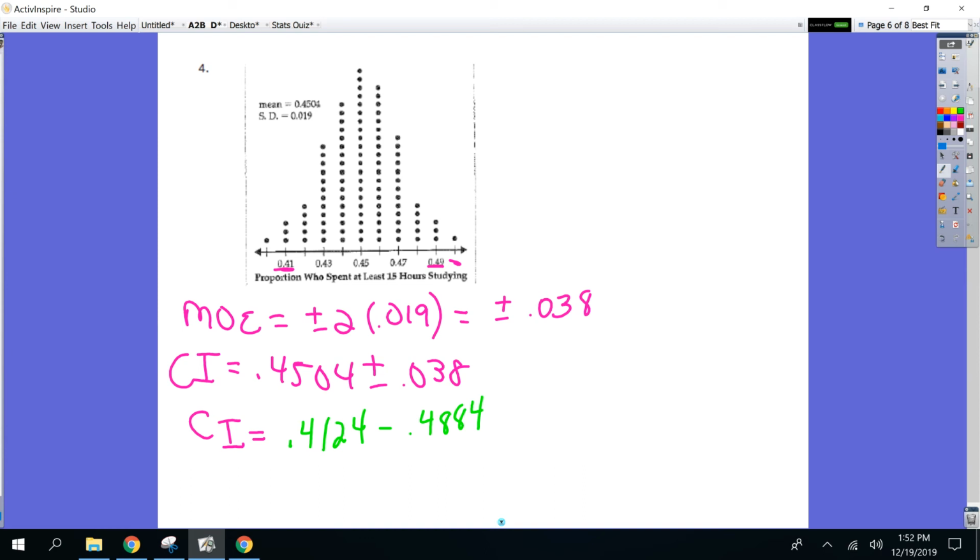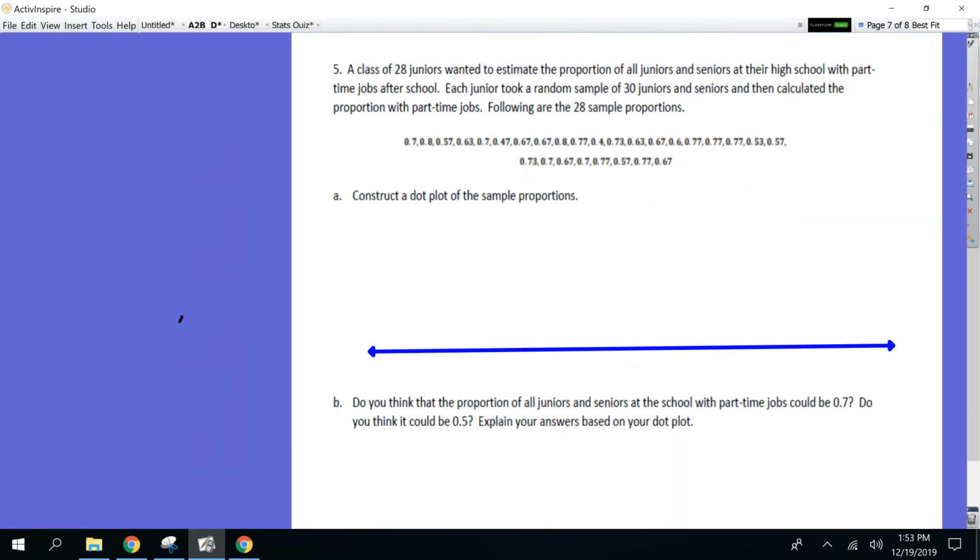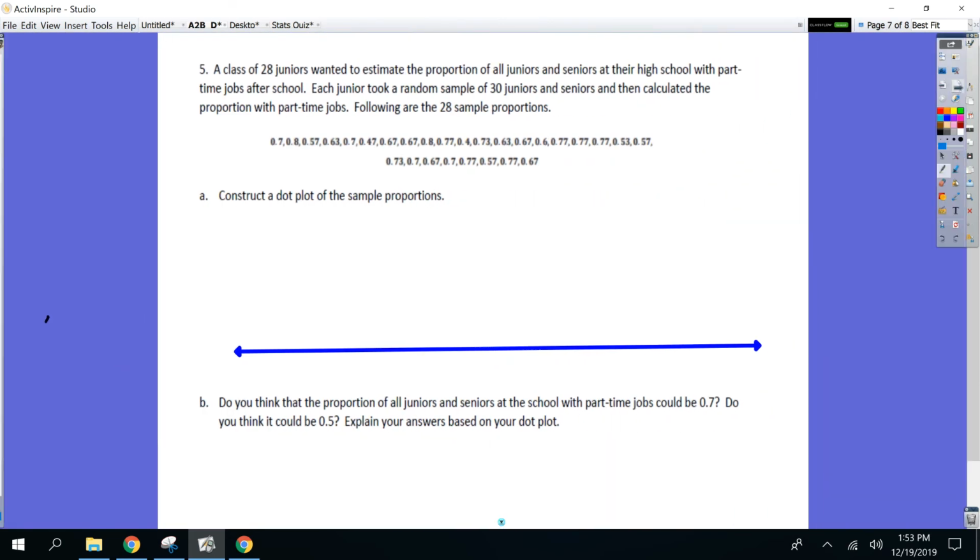Ready to do our own little dot plot here now and do this all ourselves? You don't have to find margin of error or confidence interval, though. I just want to make a dot plot and answer questions of it. Before we start putting dots everywhere, I want to make sure you know what's happening in this one. We're going to take 28 juniors. Let's just assume you're all juniors now, going back a year. I want to survey all the juniors and seniors in the high school with part-time jobs. So here's basically what has happened right now.